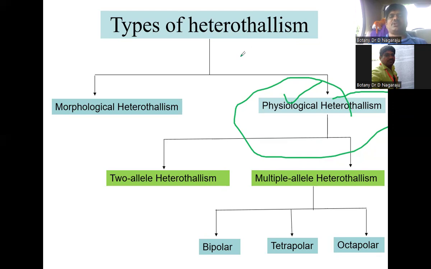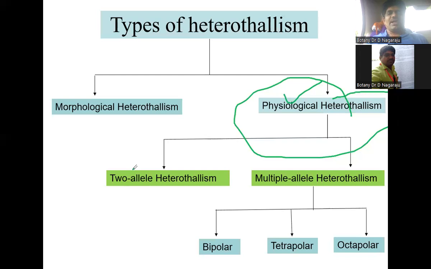Heterothallism or not, that we can differentiate, especially by the genetic material, by observing the genetic variation. Heterothallism is of two types: two allele heterothallism and multiple allele heterothallism.